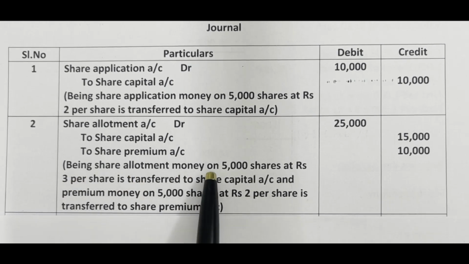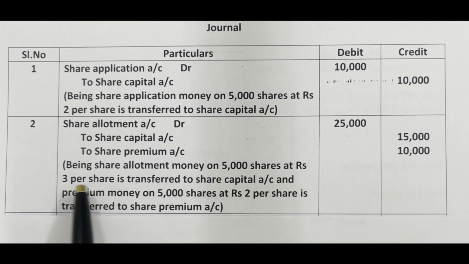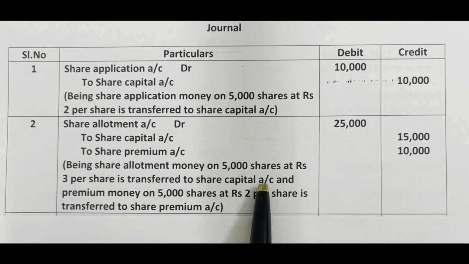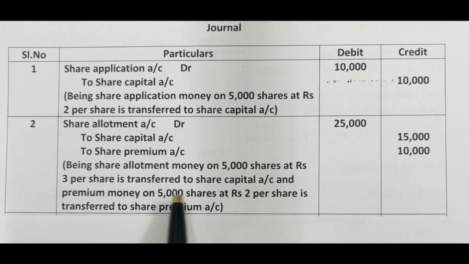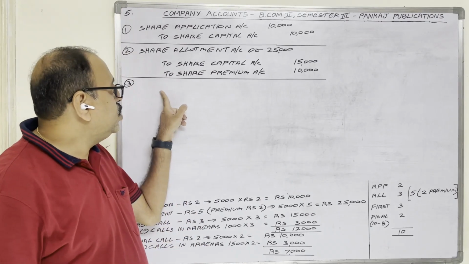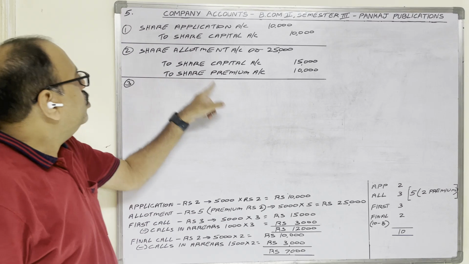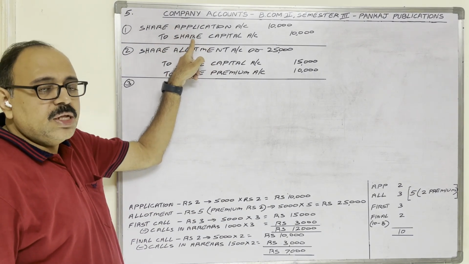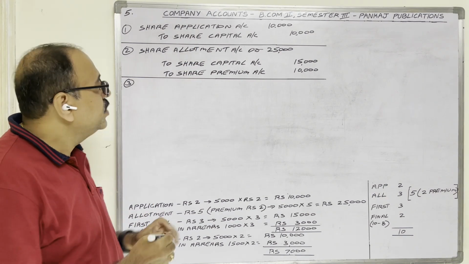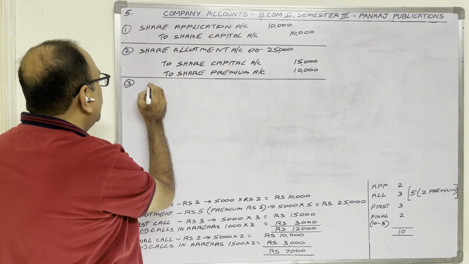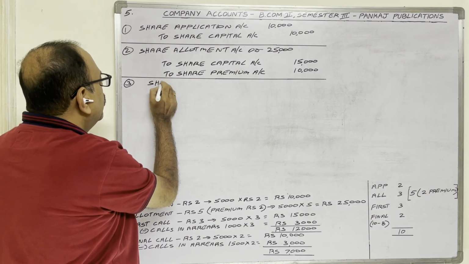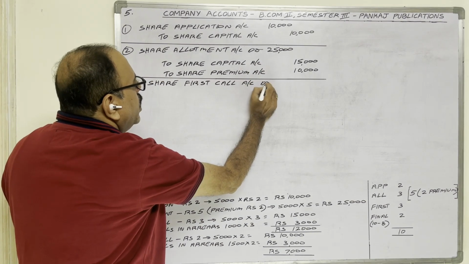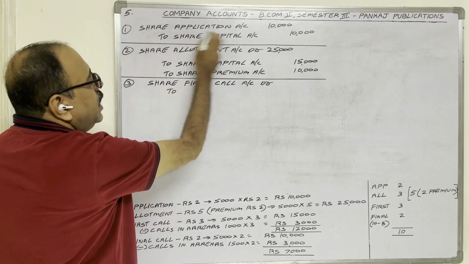Being share allotment money on 5,000 shares at 3 rupees per share is transferred to share capital account, and premium money on 5,000 shares at 2 rupees per share is transferred to share premium account. Third entry is for first call transfer entry. To transfer application amount to share capital, this is the entry, no? In the same manner, we have to write here also. Instead of share application account, write share first call account. Share first call account debtor to share capital account.